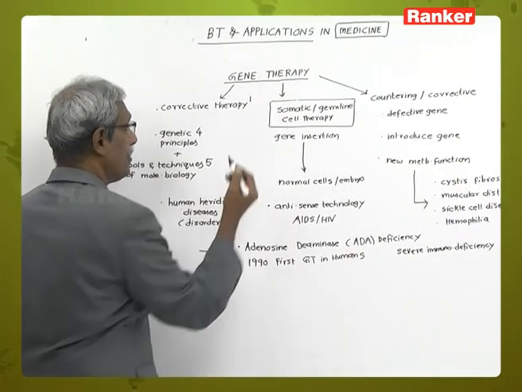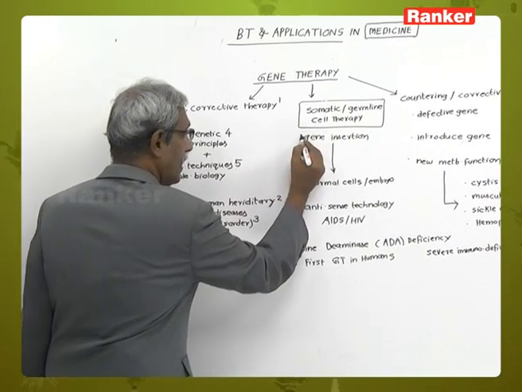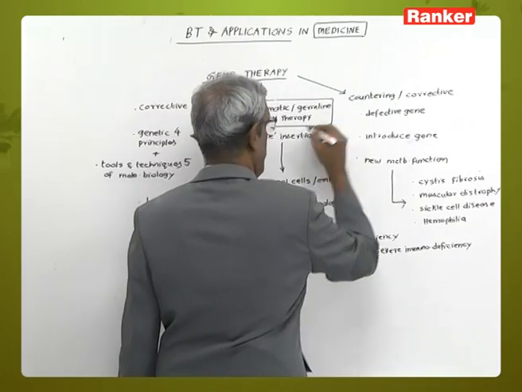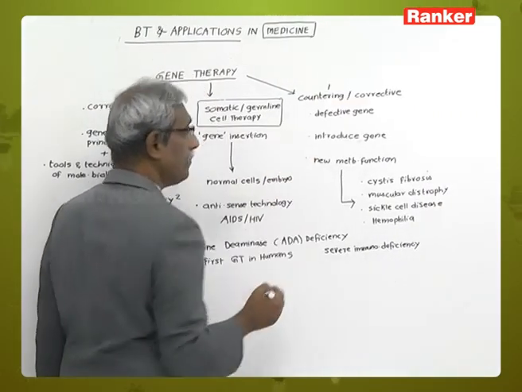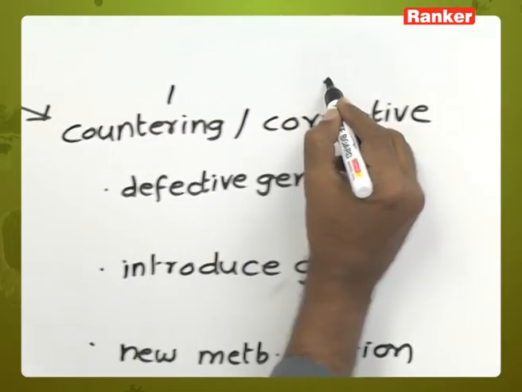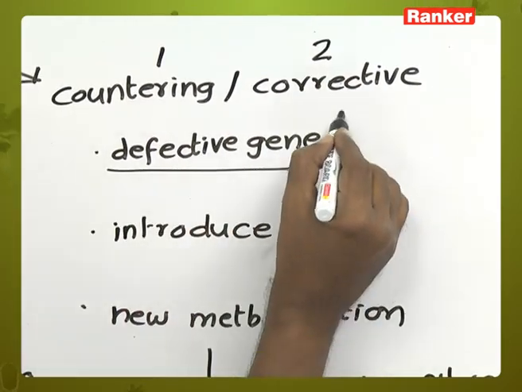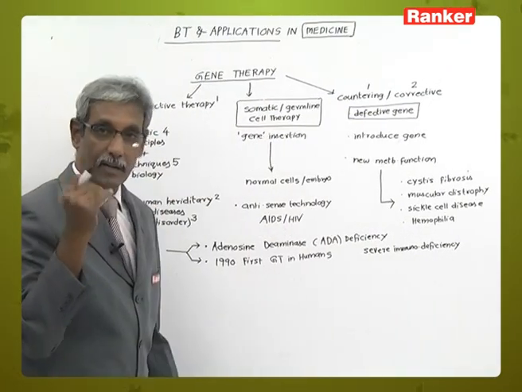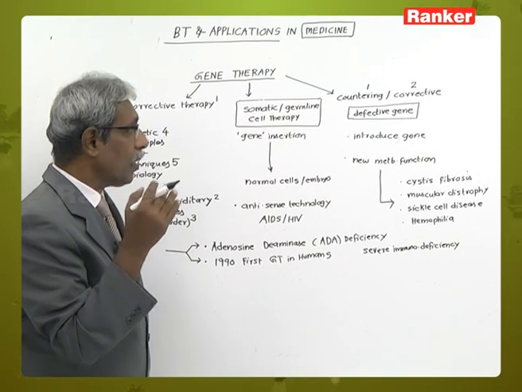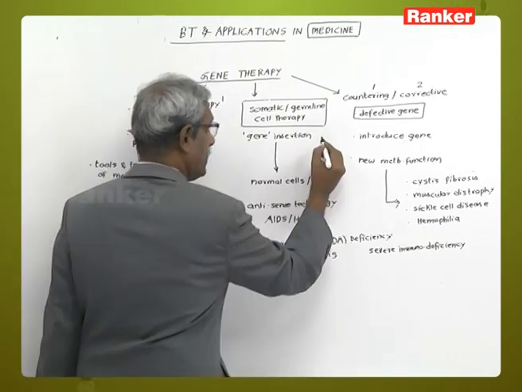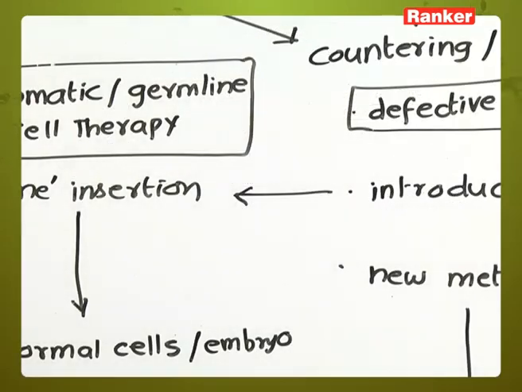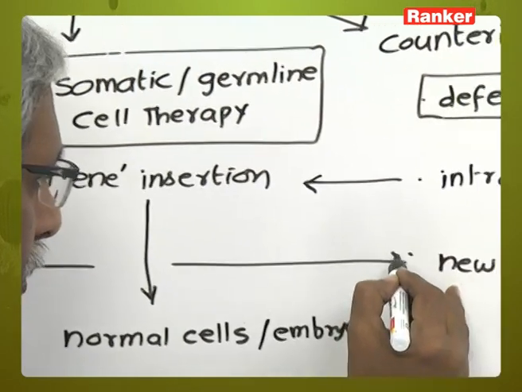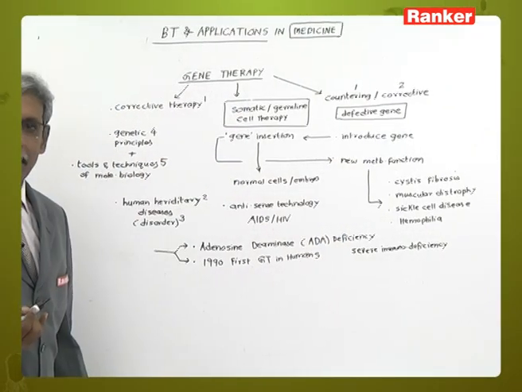So, what do you do in gene therapy? You insert a gene. When you insert a gene, you are primarily countering the defective gene, or correcting the defective gene. We already know there is a presence of a defective gene. Once there is a defective gene, we are trying to change it, correct it or counter it, and we are trying to insert a gene of interest. When you insert your gene of interest, it will show newer metabolic function.